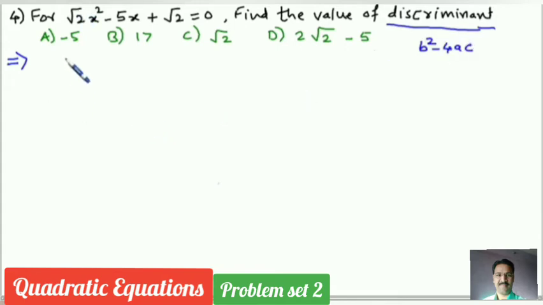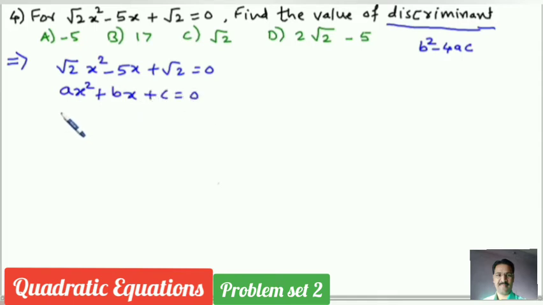See first, what the equation I will write here first. Here root 2x square minus 5x plus root 2 is equal to 0. We are going to compare this with the standard form. That is, we already know, which is what? Ax square plus bx plus c equal to 0. So by comparing a for root 2, b for minus 5 and c for root 2. Straight away now we are going to find the value of b square minus 4ac.